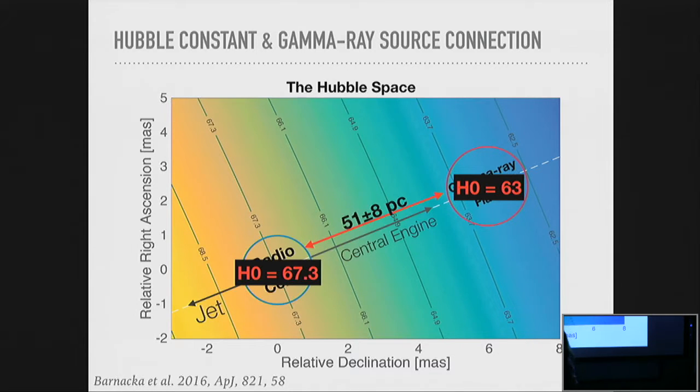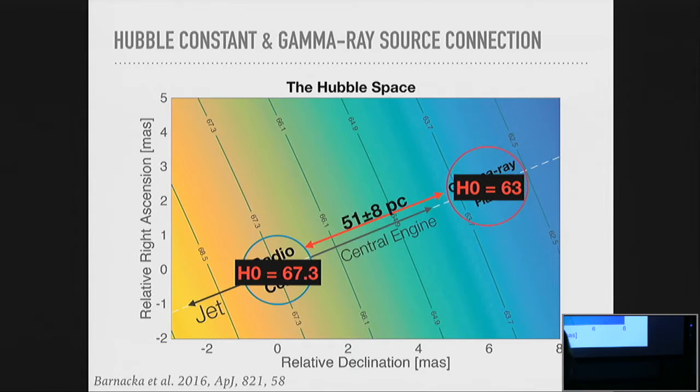And these lines here correspond to about 1 sigma in the measurement of the Hubble constant from Planck. So the significance of the separation between the radio core and the gamma ray flare is given by how well we can measure the Hubble constant. In this case, the separation is about 3 sigma. And when we have a more precise measurement of the Hubble constant from different probes, we will be able to separate the emitting regions at even higher significance.